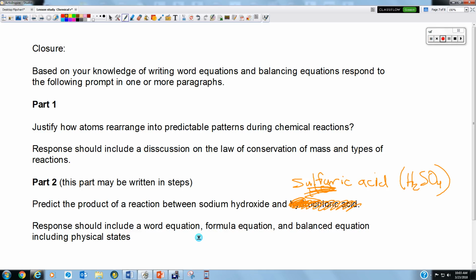Guys, so predict the product of a reaction between sodium hydroxide and sulfuric acid, which is H2SO4. Your response should include a word equation, a formula equation, a balanced equation, and if you can, the physical states. What I will tell you is sodium hydroxide is going to start off aqueous. Sulfuric acid is going to start off aqueous.